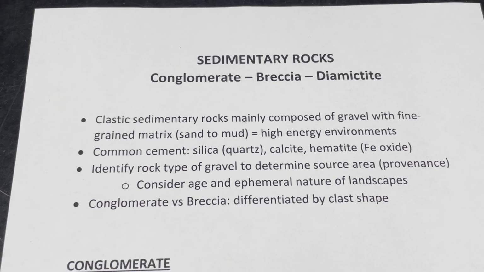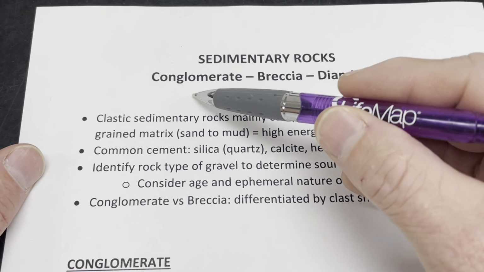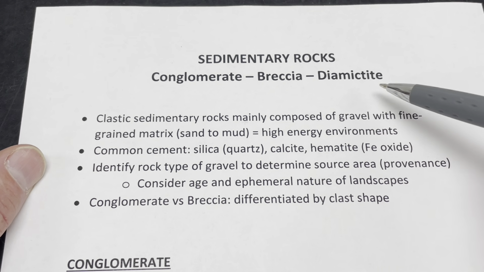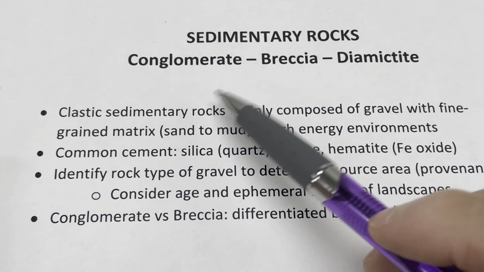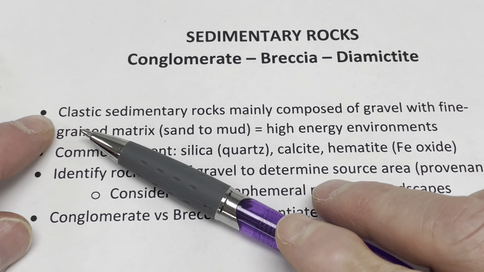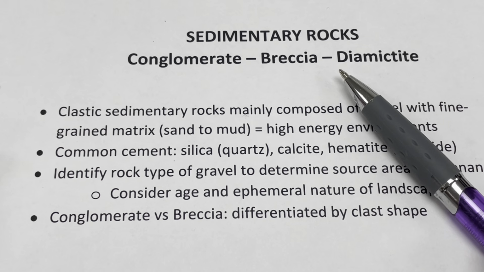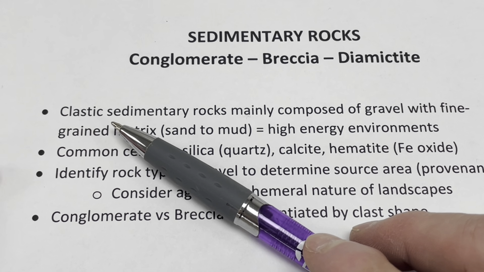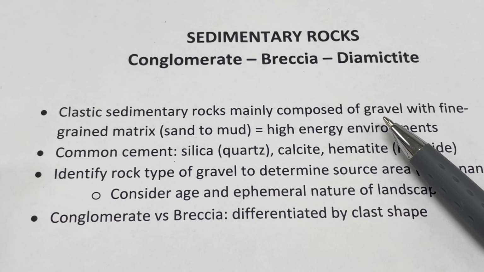I'll grab a pen here so I can point out a few things. These are probably the 2 you've heard of mostly. We'll get to Diamictite a little bit later. But these rocks are all part of our clastic sedimentary rocks. Remember, clastic sedimentary rocks are sedimentary rocks made out of broken rock fragments. And in this case, these are all rocks that have large size particles. So gravel size particles, bigger than 2 millimeters, so bigger than let's say a BB or so.